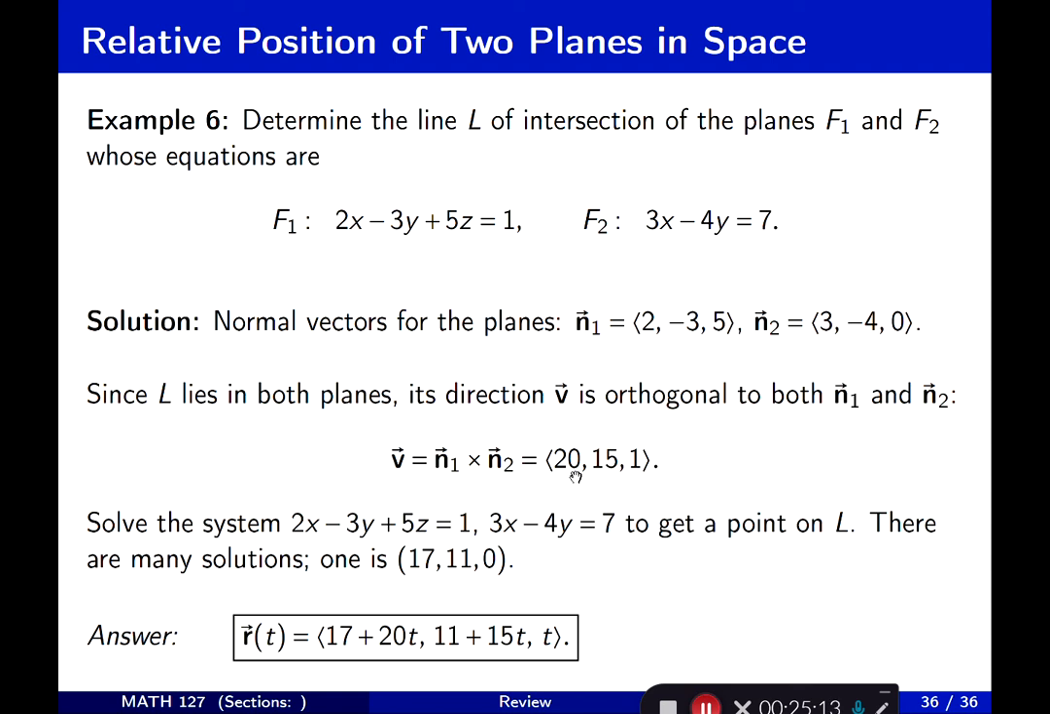Anyway, so you use the vector cross product of the normal vectors, which is the direction vector, and you multiply it by t, and then you add it to the point on the plane, and then you get the equation of the line of intersection.